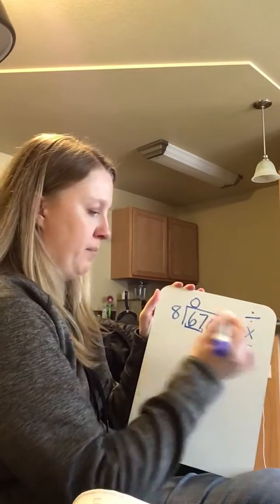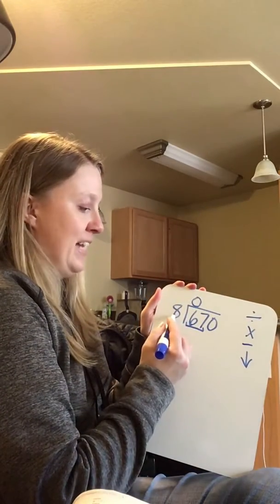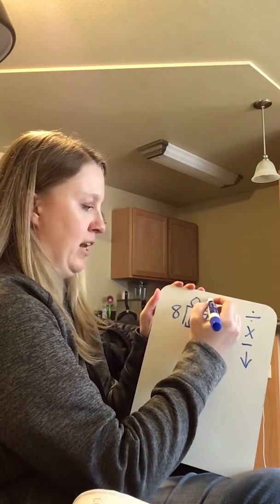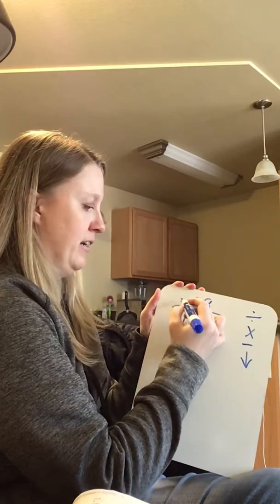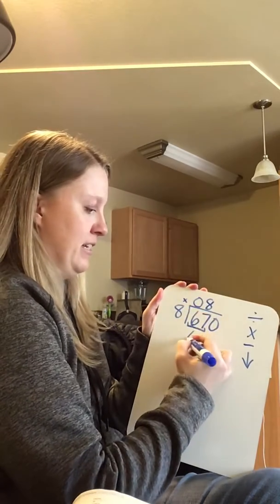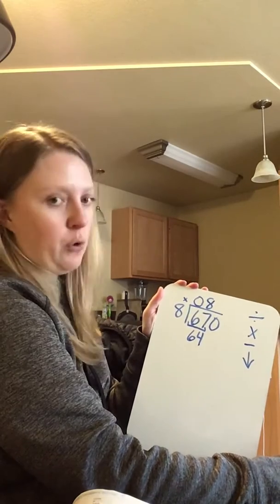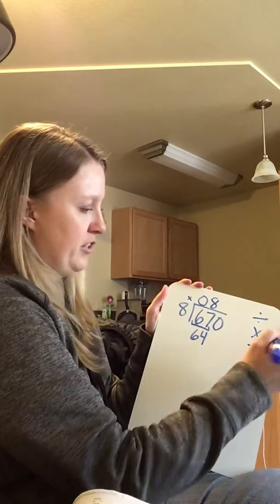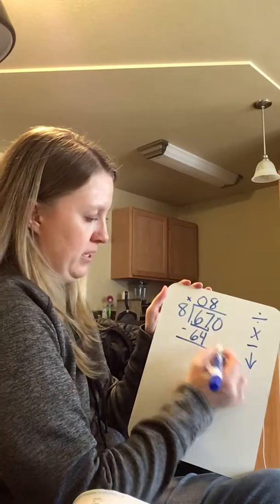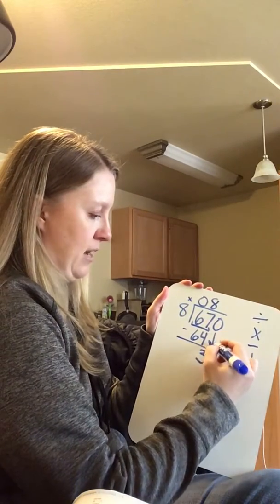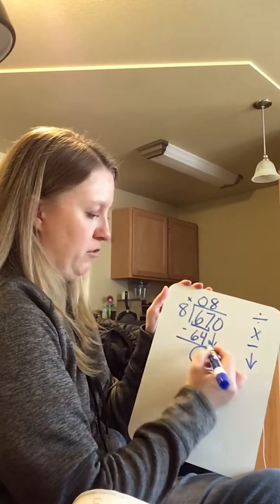So we start all over. How many times can 8 go into 67? In this case, it can go in 8 times, because 8 times 8 is 64. If I did 8 times 9, that would be 72, and that's too big. Okay, so we're on our subtract step. 67 minus 64 is 3. Bring down, start all over with our new number.